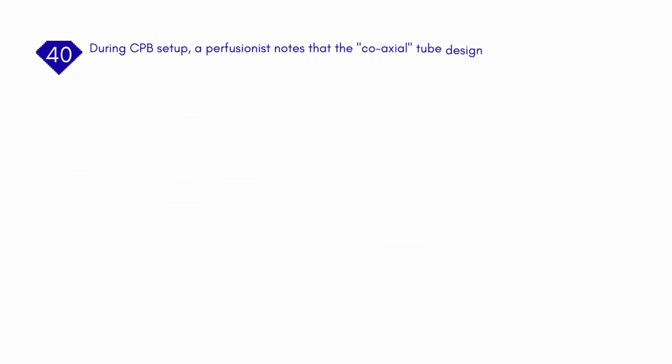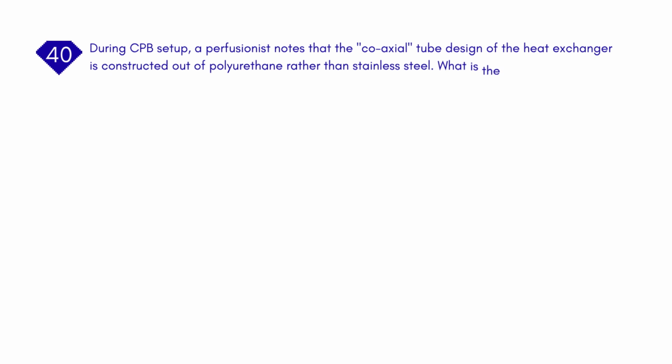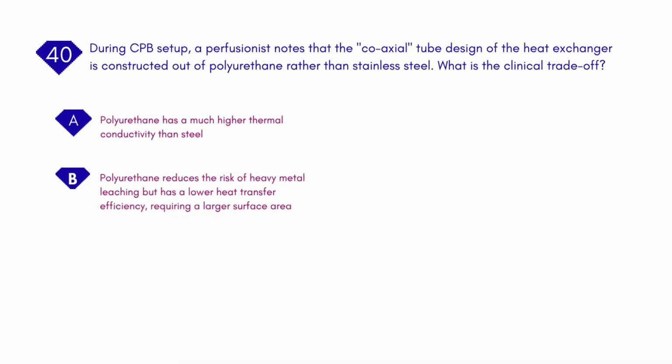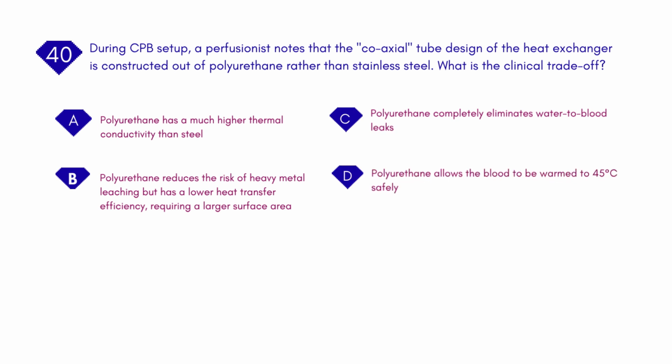During CPB setup, a perfusionist notes that the coaxial tube design of the heat exchanger is constructed out of polyurethane rather than stainless steel. What is the clinical trade-off? A. Polyurethane has a much higher thermal conductivity than steel. B. Polyurethane reduces the risk of heavy metal leaching but has a lower heat transfer efficiency, requiring a larger surface area. C. Polyurethane completely eliminates water-to-blood leaks. D. Polyurethane allows the blood to be warmed to 45 C safely.